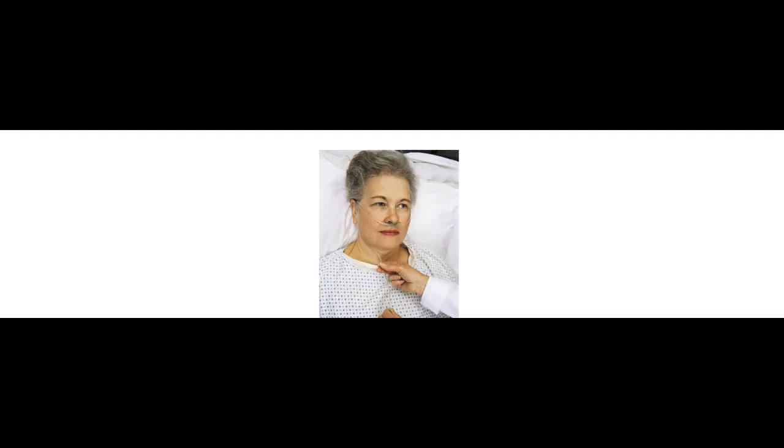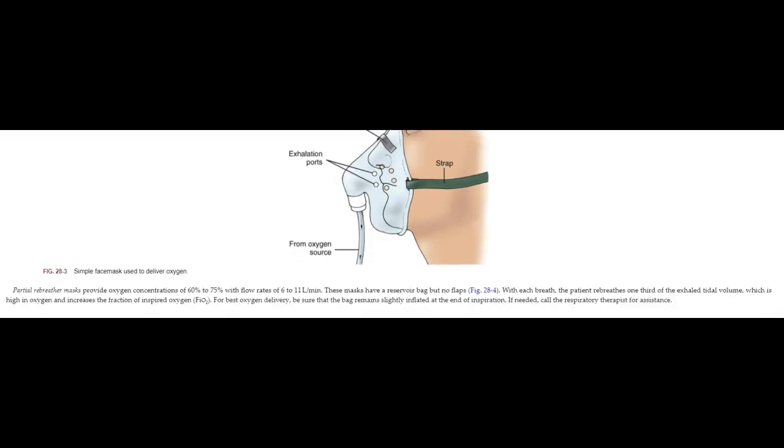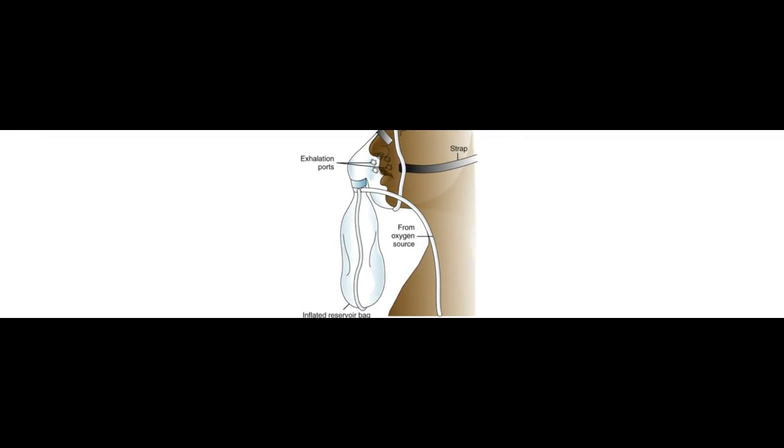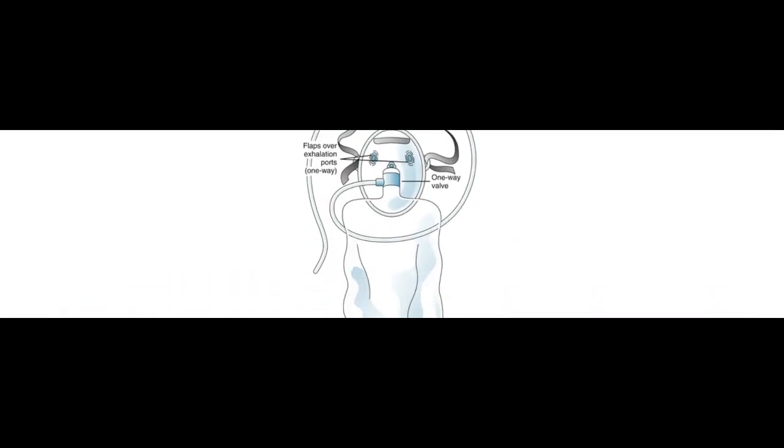Please read this area and also know what percentage of room air oxygen is. And it's right here. Oxygen is diluted with room air, 21%. Please go to the Skills Lab if you have any questions regarding nasal cannula or even your face mask, as well as your partial rebreather mask.